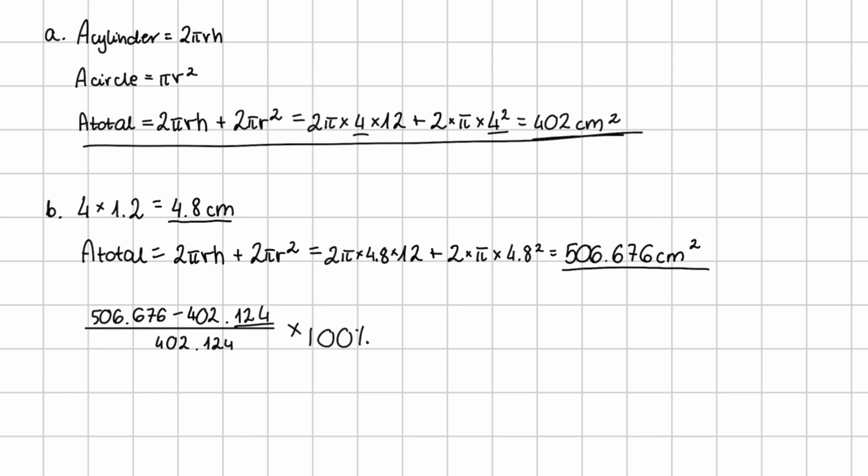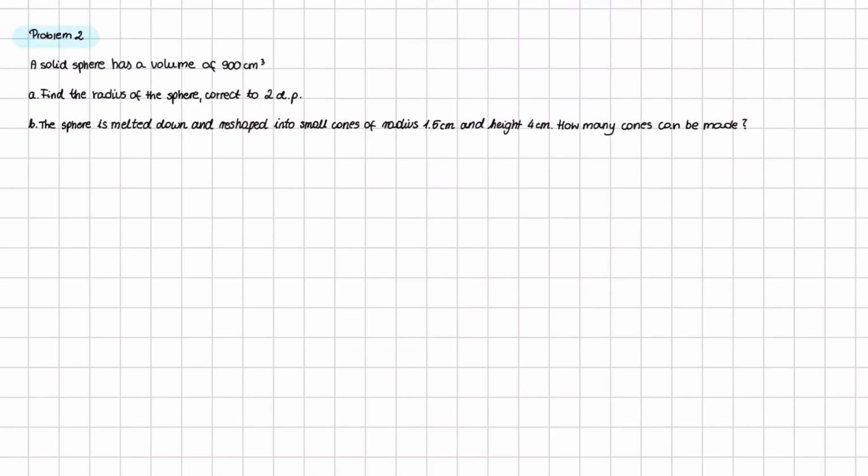And because here we left our answer with 3 digits after the dot, here we can also take the value with 3 decimal places in order to make our percentage more exact, and the answer is 25.9999, so approximately 26.0%. Problem 2. A solid sphere has a volume of 900 cubic centimeters.